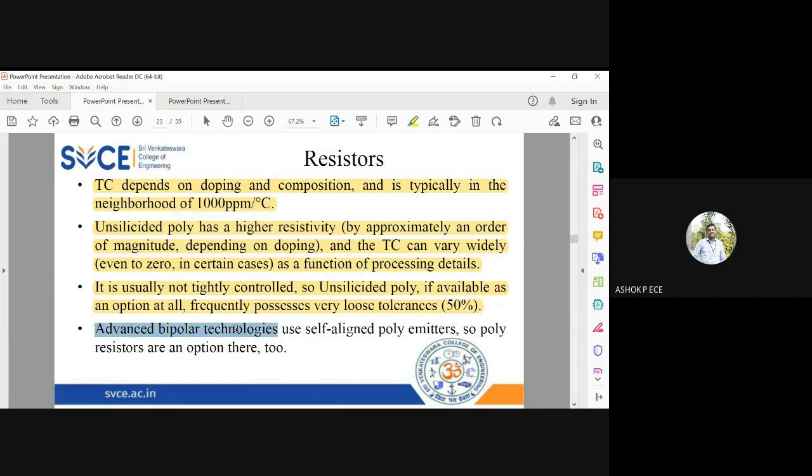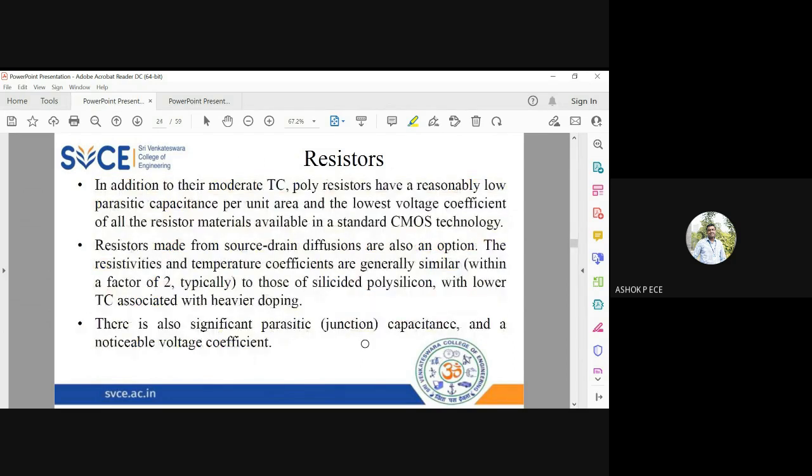Advanced bipolar technologies use only poly emitters, so poly resistors are also an option available in advanced bipolar technologies. In addition to the moderate temperature coefficient, poly resistors will have low capacitance per unit area and the lowest voltage coefficient of all the CMOS technologies available. For all the technologies, poly resistors perform significantly better because they have a low parasitic capacitance. The voltage coefficient is also low, and it is the best among all the CMOS technologies.